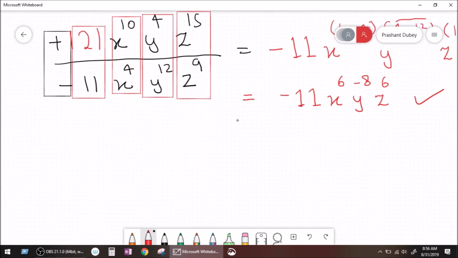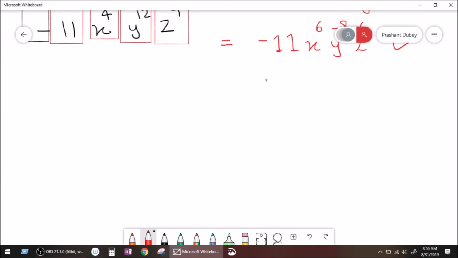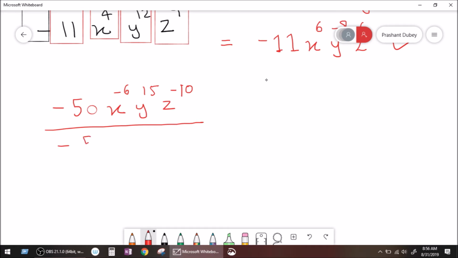Now, what about negative powers? What if the powers are negative? What do we do? Let's take minus 50, x to the power minus 6, y to the power 15, and z to the power minus 10, divided by minus 5, x to the power 10, y to the power minus 5, and z to the power minus 6. Ready?